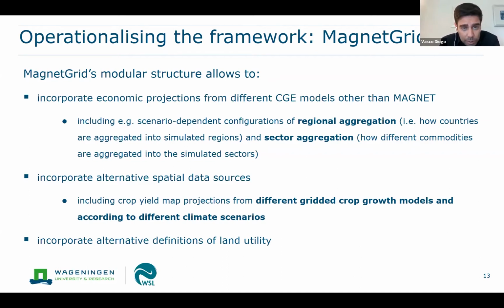We can also incorporate alternative spatial data sources, which means that we are able to incorporate crop yield map projections that are obtained with different gridded crop growth models, and also even incorporate alternative definitions of land utility.